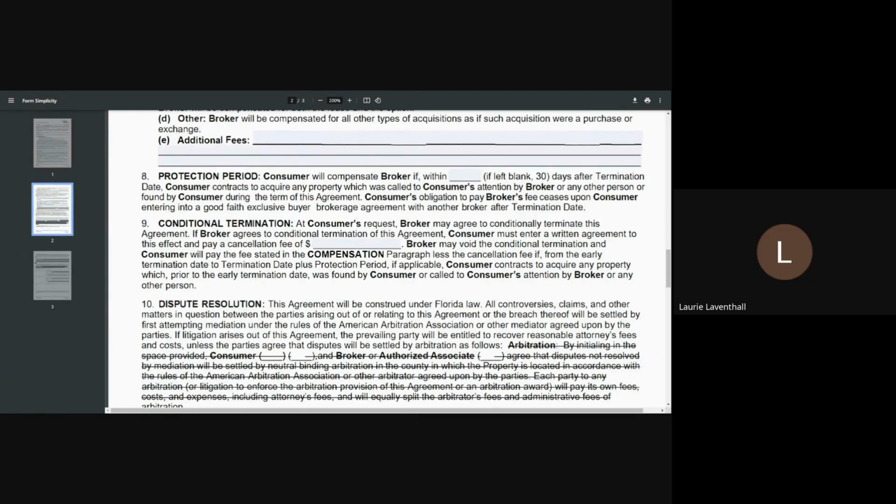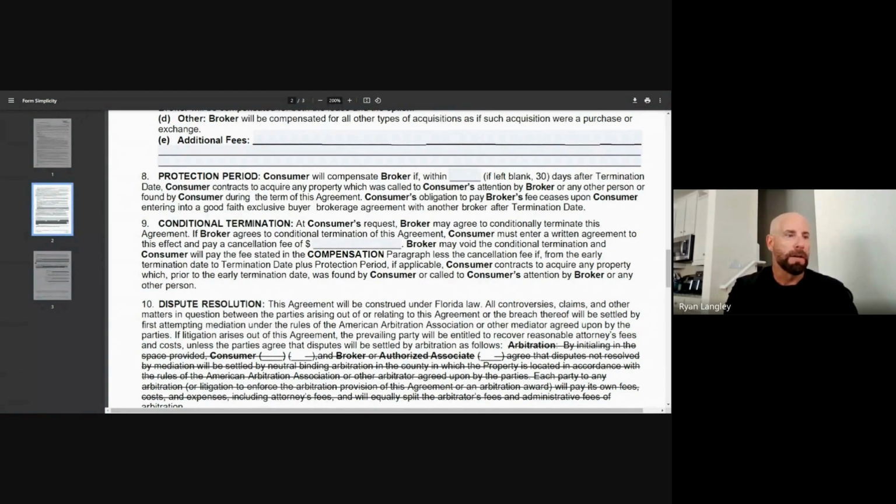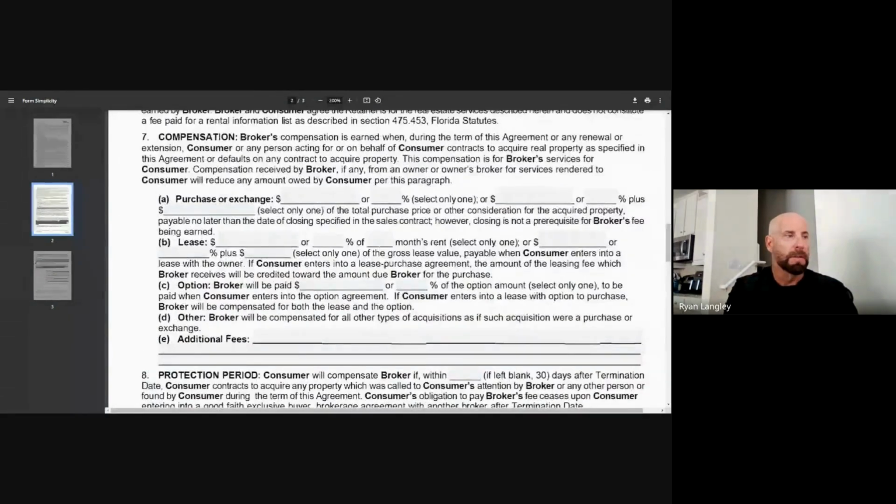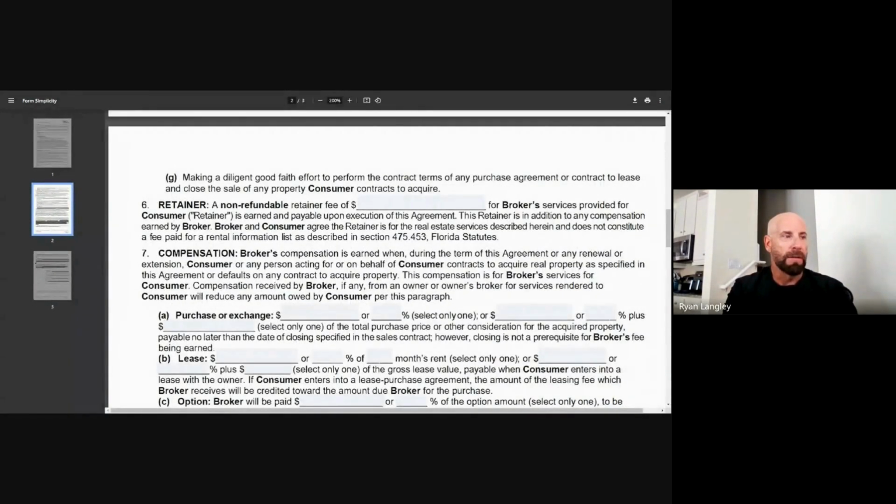Okay, I had to take myself off mute. If I get a retainer, can I tell them that if they end up buying one of the houses I show them, I will credit the retainer to what they owe me as a buyer agent? No, you can do your own retainer in the additional notes. You'll need language for that, but this retainer is a non-refundable retainer fee, and it does not go toward the commission. It's an addition to any compensation earned by broker.